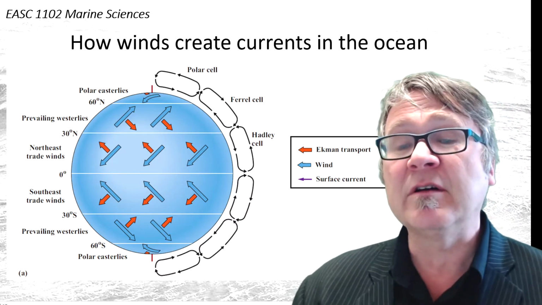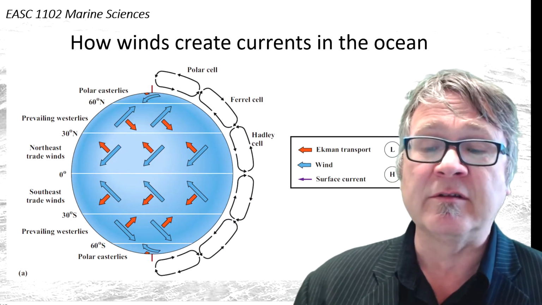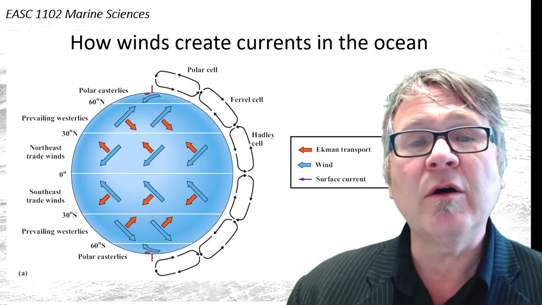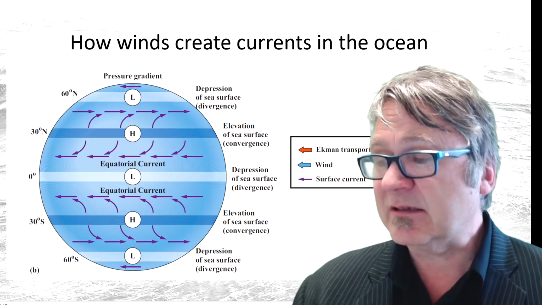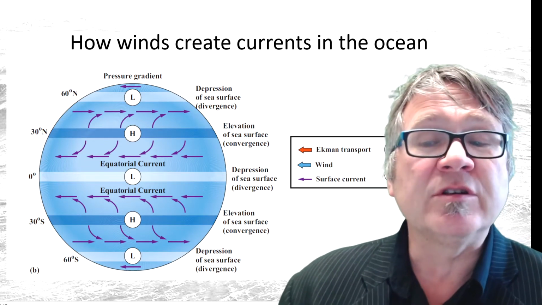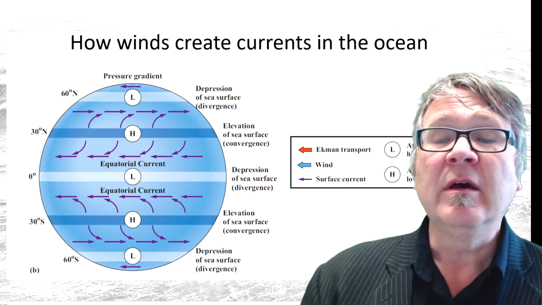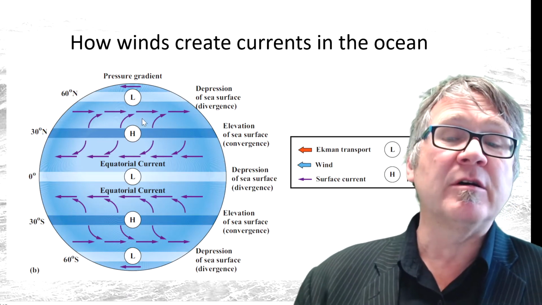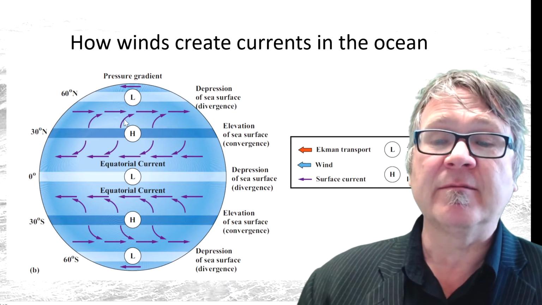And you can see that there are zones where you have a convergence and zones where you have a divergence of these Ekman transports. So if you now go one step further, you come to the next slide, where you actually look at what the convergence does in terms of creating a high pressure or a low pressure center. Okay, so you get pressure gradients.